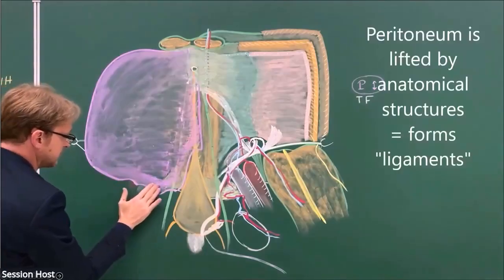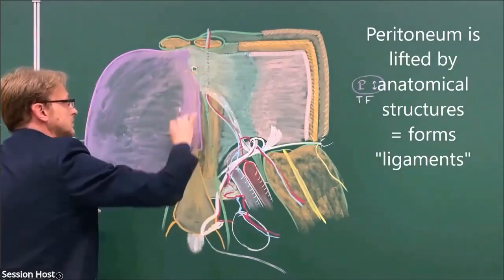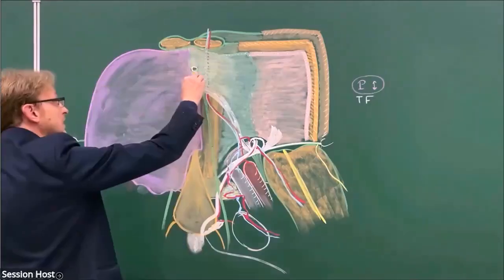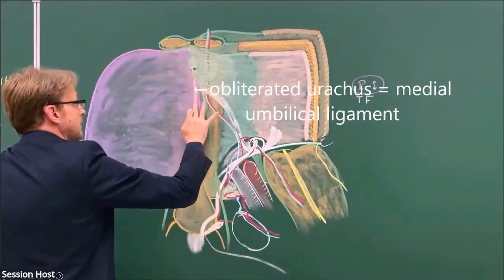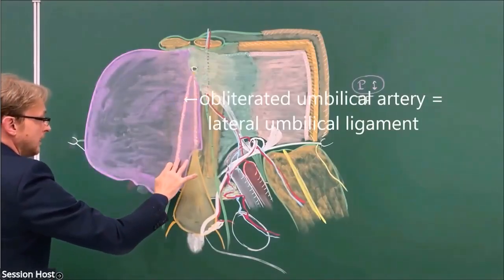In the middle, with the urachus, it is the median umbilical ligament. More lateral, with the umbilical ligament, it is the medial umbilical ligament. And more lateral, with the epigastric, it is the lateral umbilical ligament.